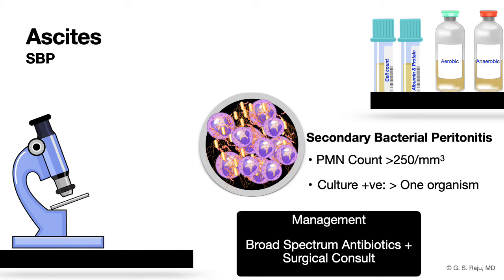So we talked about SBP, culture positive, and polys increased. Neutrocytic ascites, just neutrophils increased, culture negative. Bacterascites monomicrobial, that is just the bacteria present on cultures, ascitic fluid polys not increased, below 250. Then we talked about polymicrobial bacterascites and secondary bacterial peritonitis. So something to keep in mind as you think about these patients.